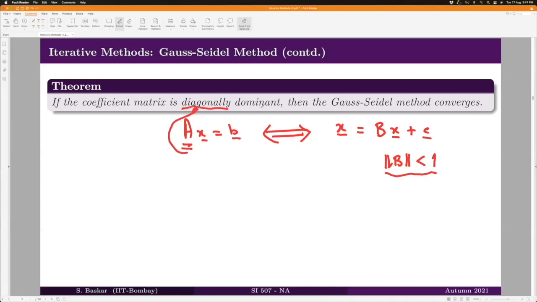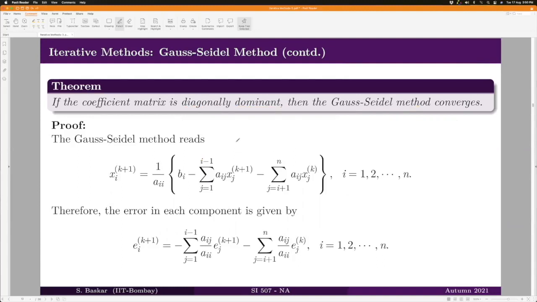Don't think that when B is diagonally dominant, then the Gauss-Seidel method converges. This is what generally we get confused with, whether A should be diagonally dominant or B should be diagonally dominant. Remember, the coefficient matrix of your original system, that is A, being diagonally dominant implies this, and therefore implies the convergence. Whether it is Jacobi or Gauss-Seidel, this idea will be there. Let us prove this theorem. The idea behind proving this theorem is exactly the same as what we did with the Jacobi method.